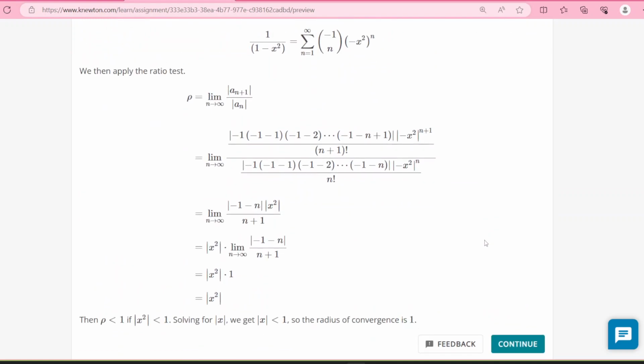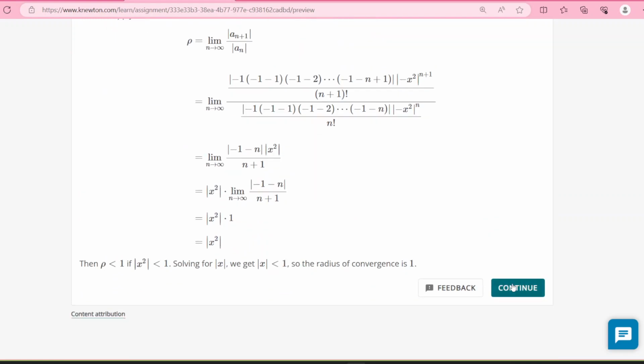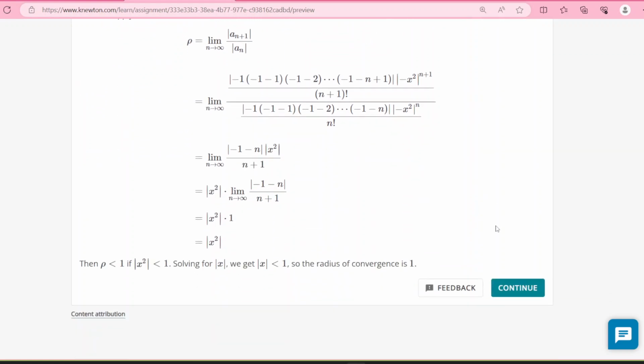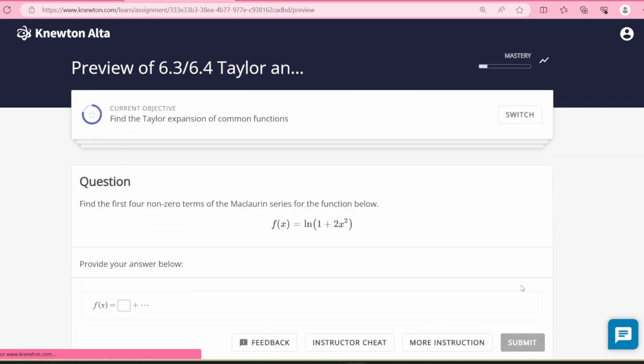Again, they do the ratio test stuff, but wow, they actually did the binomial series here. I don't think that was the best choice, but okay. And here we go. First 4, we've seen problems like this also.